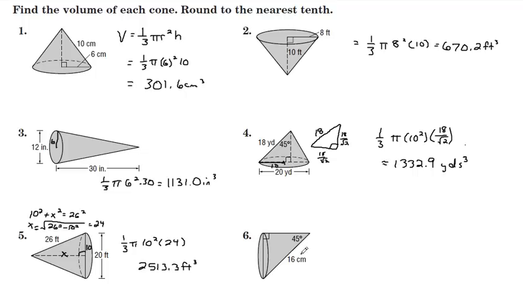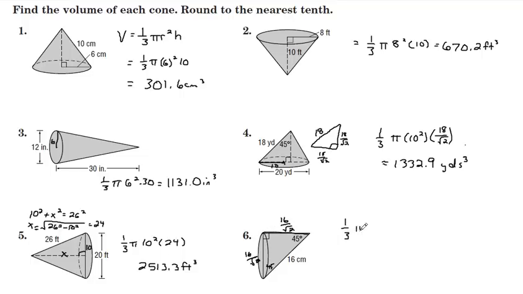Alright, our last one here, number 6. Alright, we do not know the radius. What we do know is the slant height or the hypotenuse of this triangle. Now, 45, 45, 90 triangle, if we give you the hypotenuse as a number 4, each leg is the hypotenuse divided by radical 2. Now notice that this length right here is acting as our height. So we at least have that taken care of.